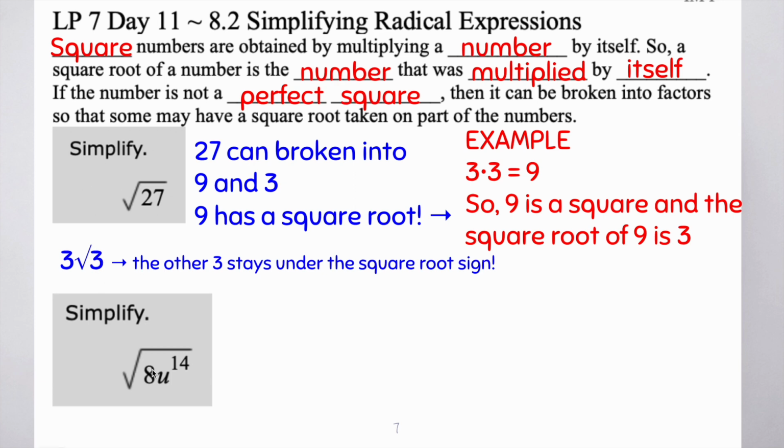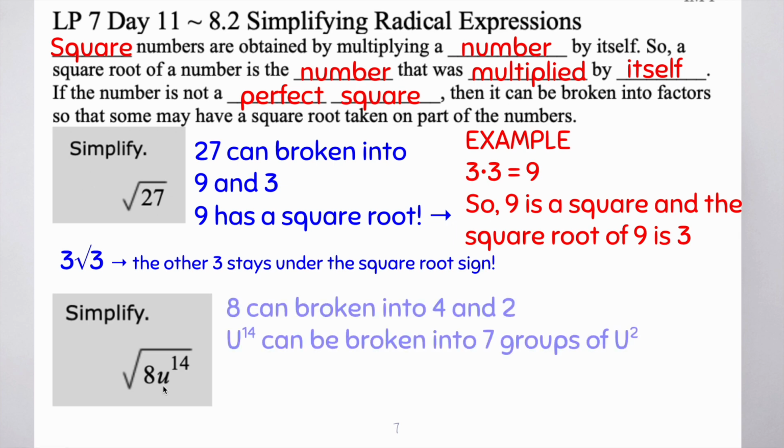All right, let's try this one with 8u to the 14th. And again, there's no number here, so I know it's a square root. Okay, I can't take the square root of 8 because remember, it's not 8 divided by 2. That's not what a square root is. I need a number times itself. So 8 I can break into 4 and 2. 4 times 2 is 8. 4 is a square, 2 is not.